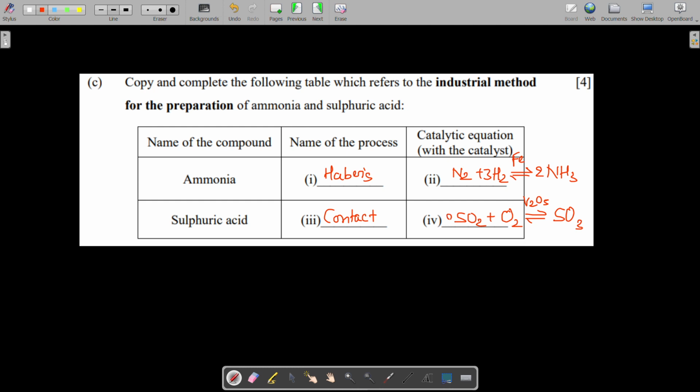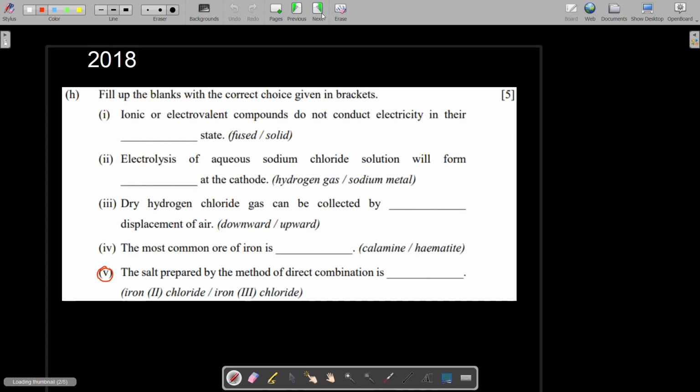Balance this: 2 SO2 plus O2 gives you 2 SO3. Okay, so this is 2019. Next, 2018. Ionic or electrovalent compounds do not conduct electricity in their solid state.